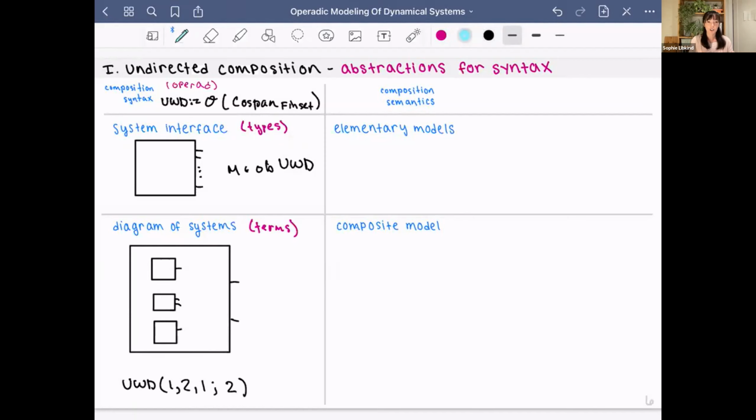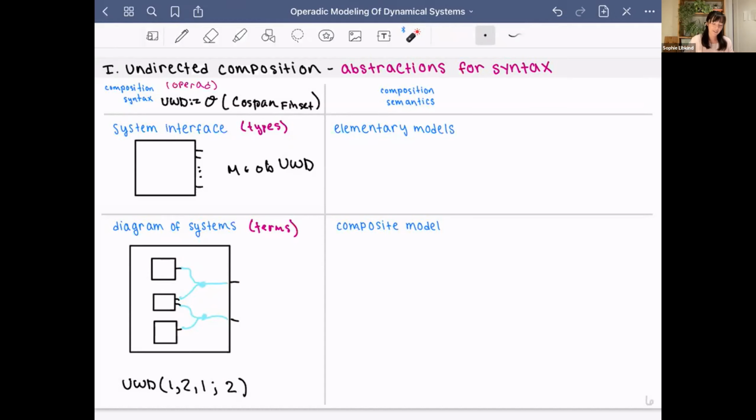So to specify a term like this, we need to wire things together. So we need a set of junctions. And then for every port, both inner and outer, we're going to wire the port to some junction. So this diagram of systems is a morphism in UWD, or a term in UWD. And you can see the co-spanning nature of it. We have our legs of the co-span being the inner and outer ports, and the set of junctions as being the apex of our co-span.